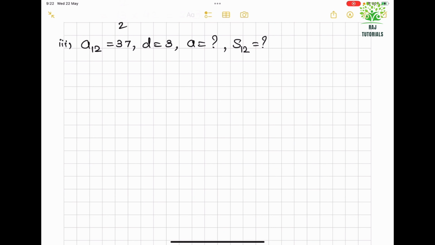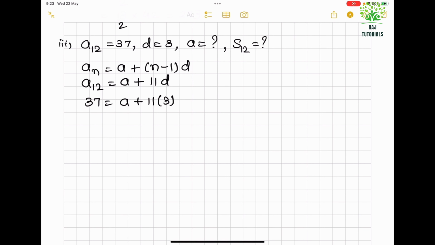Next one is a12 equal to 37, d equal to 3. We have to find a. So first an equal to a plus (n minus 1)d. So a12 equal to a plus (12 minus 1), so 11d. So 37 equal to a plus 11 into 3. So 37 minus 33 equal to a. So a equal to 4.